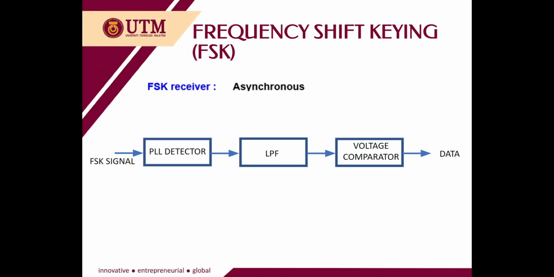At the receiver side, in order to get back the original or modulating signal, we use an asynchronous method as shown here. The FSK signal is first detected by a PLL, phase lock loop detector, then filtered by a low pass filter. After passing through the voltage comparator, we can get back our data signal.